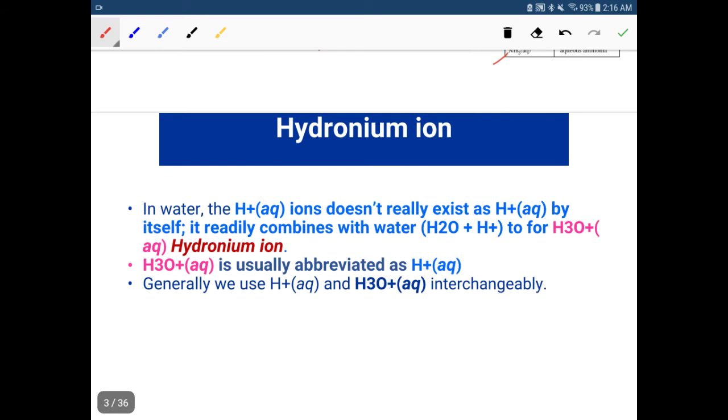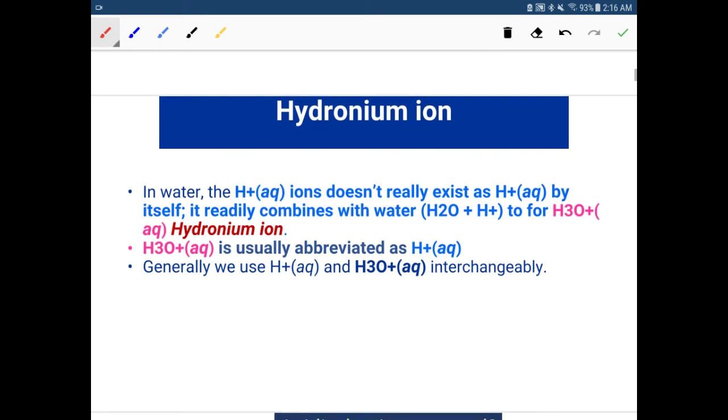Okay, so the hydronium ion. How it's produced is that in water, when an acid produces H plus, the H plus doesn't exist as H plus in water by itself. The H plus will react with water to produce H3O plus, or hydronium ion, because it's more stable. H plus by itself in water is not stable, so it has to react to become stable, right?